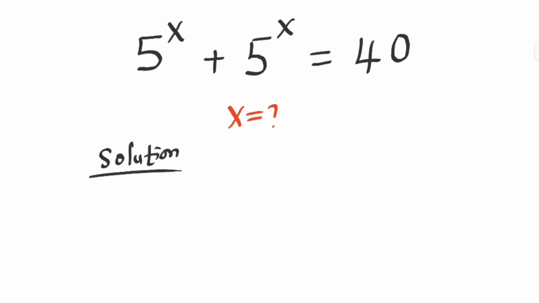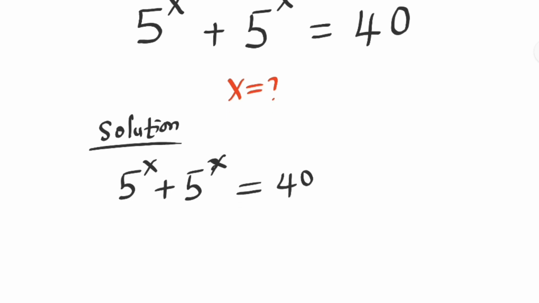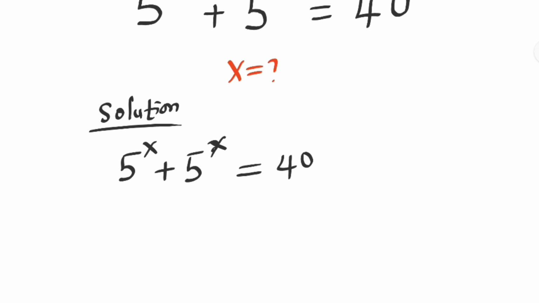Then we have the given equation 5 raised to power x plus 5 raised to power x is equal to 40. Then here you can see that 5 raised to power x is common. Let's bring it out. We have 5 raised to power x, bracket, this 5 raised to power x divided by this 5 raised to power x is 1, plus this 5 raised to power x divided by this 5 raised to power x, 1, is equal to 40.